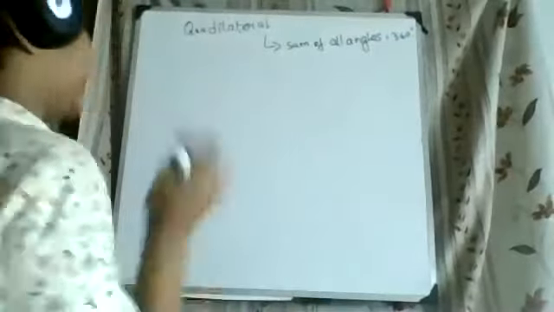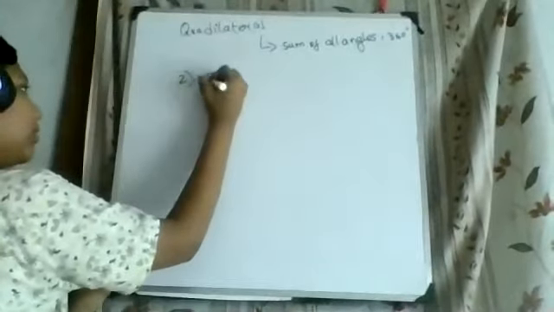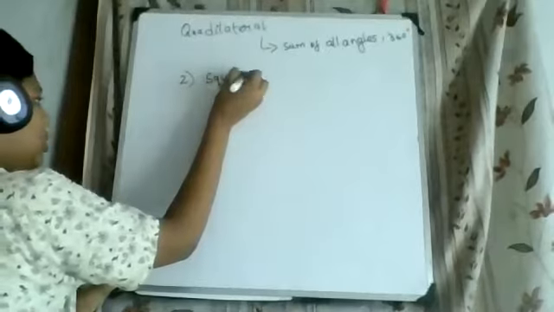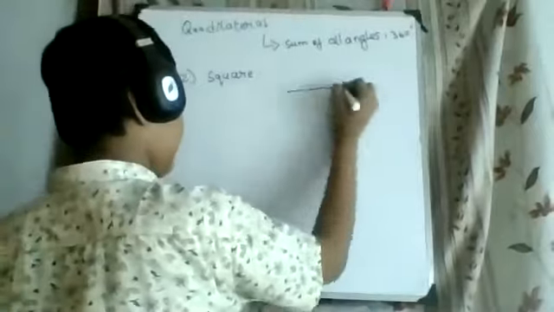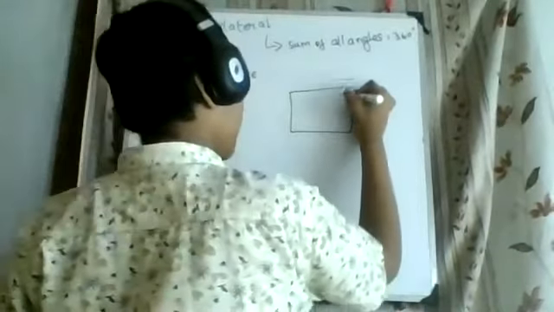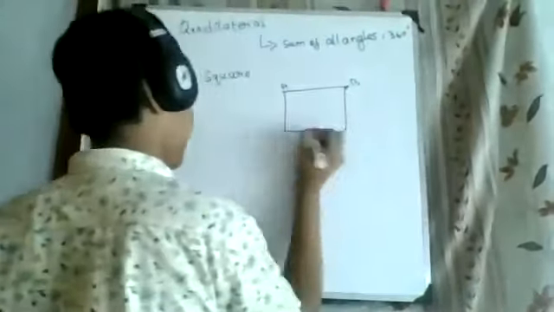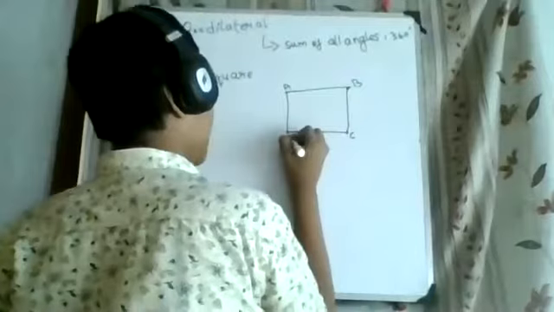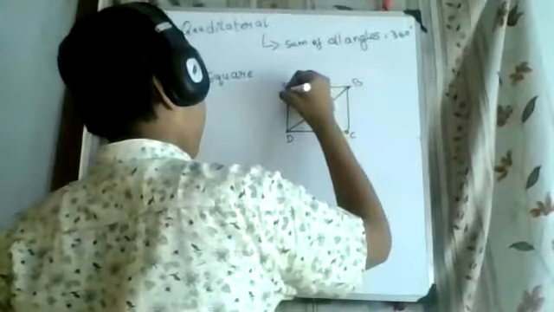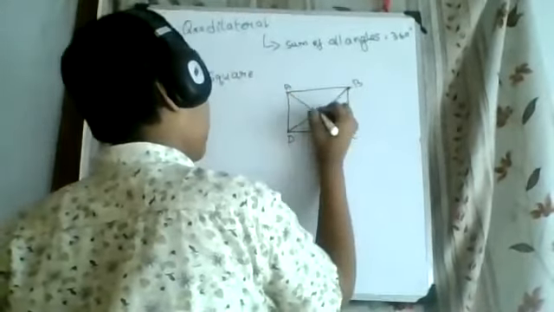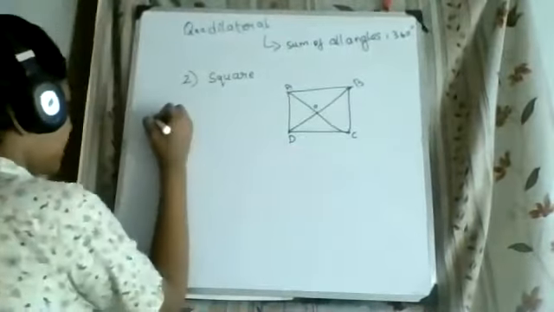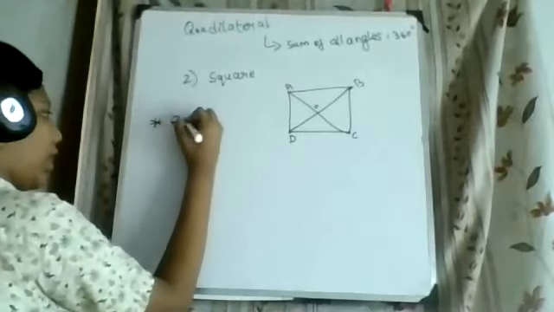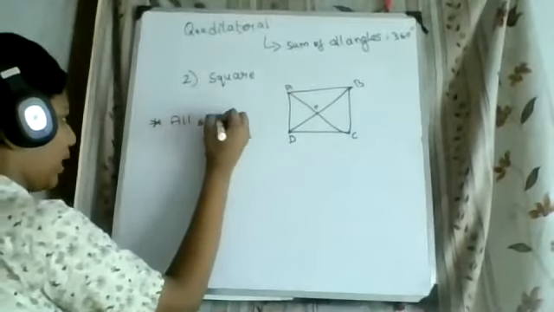Next quadrilateral we are going to see is square. Square is also a four-sided polygon, that is a quadrilateral. Okay, same. And it follows all the properties of quadrilateral. 4 sides, 4 angles, 2 diagonals, everything same only. Okay, now we have the first property of square. The first property of square is all sides are equal.